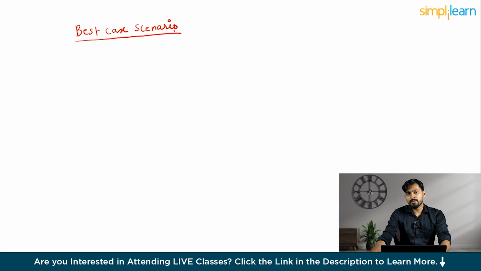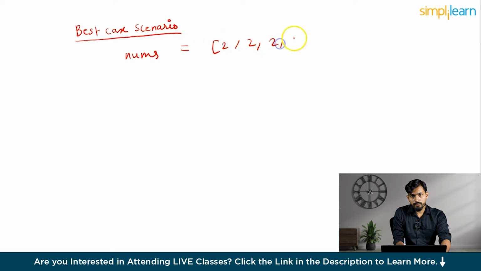So here all the elements are the same and the array is already sorted by frequency, and the index doesn't matter because there is only one unique element. For example, let us take an array nums equals 2, 2, 2, and 2. Here we can notice that all the elements have the highest possible frequency, which is equal to the length of the array. So the output will be 2, 2, 2, and 2.